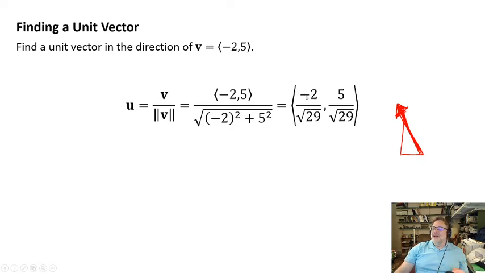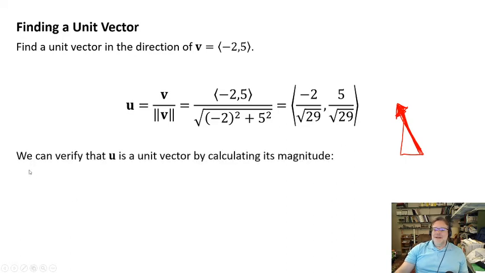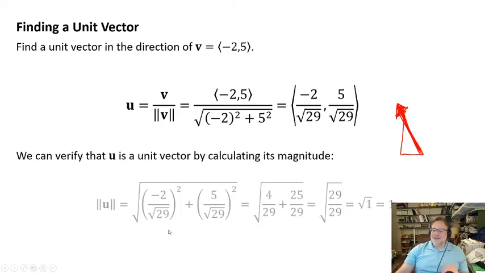But this is nonetheless the value for the 2 components of this now unit vector u, which is pointing in the same direction as v, but has a magnitude of 1. We can verify that u is a unit vector by calculating its magnitude. It should be 1. Let's make sure that it is here.